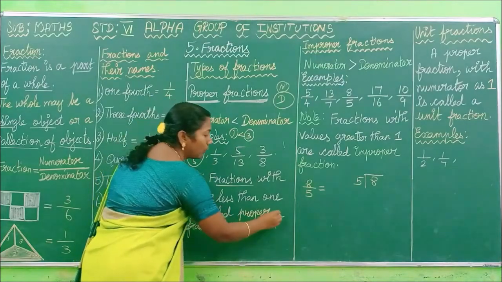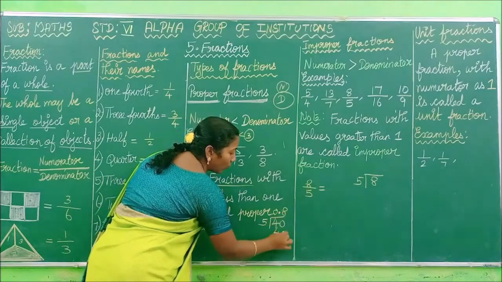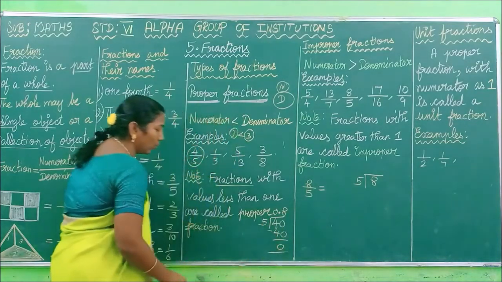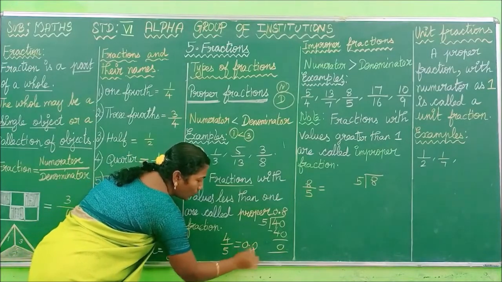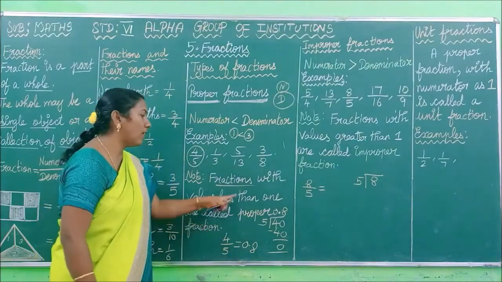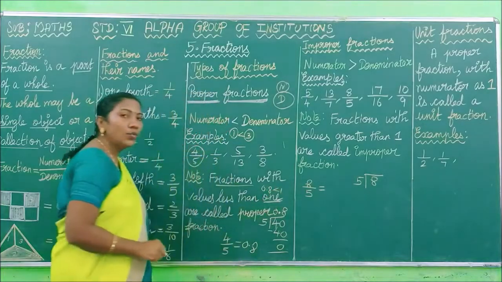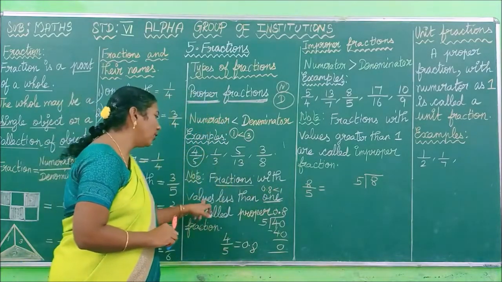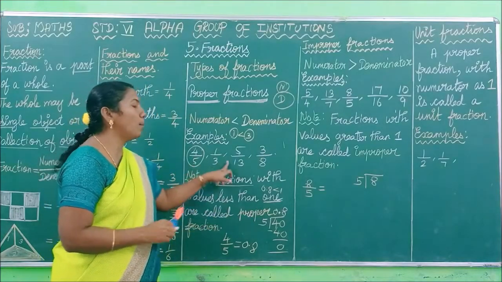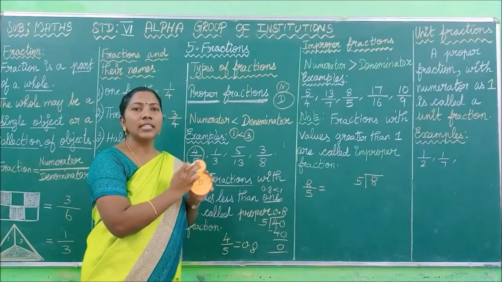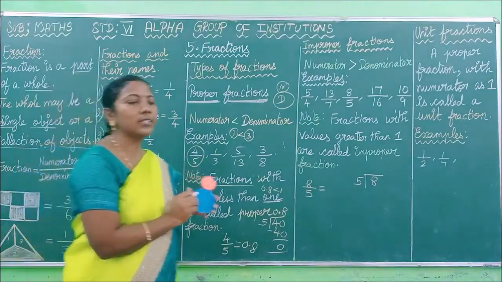So 4 is not enough. So I am adding 0 point and adding a 0. So 5 8s are 40. So our remainder is 0. Thus, if you divide the 4 by 5, you get the answer as 0.8. So 0.8 is a value less than 1. So we can say fractions with values less than 1 are called proper fractions. What is a proper fraction? The numerator is less than its denominator. Do you understand, children? Okay.